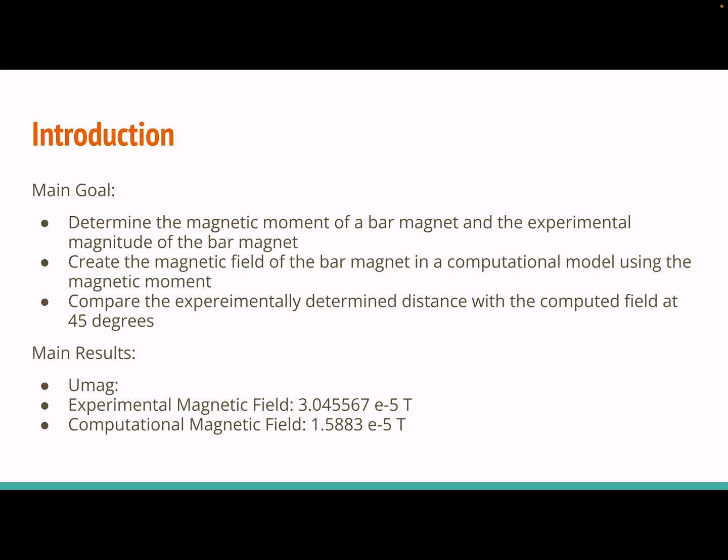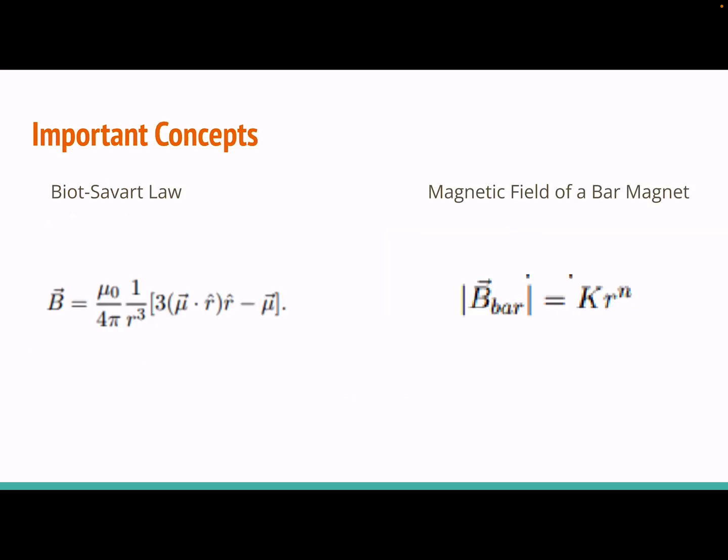But the main results were the UMAG. The experimental magnetic field was 3.04567 e to the negative 5, and the computational magnetic field was 1.5883. So some important concepts for this lab were the Biot-Savart law and the magnetic field of a bar magnet equation.